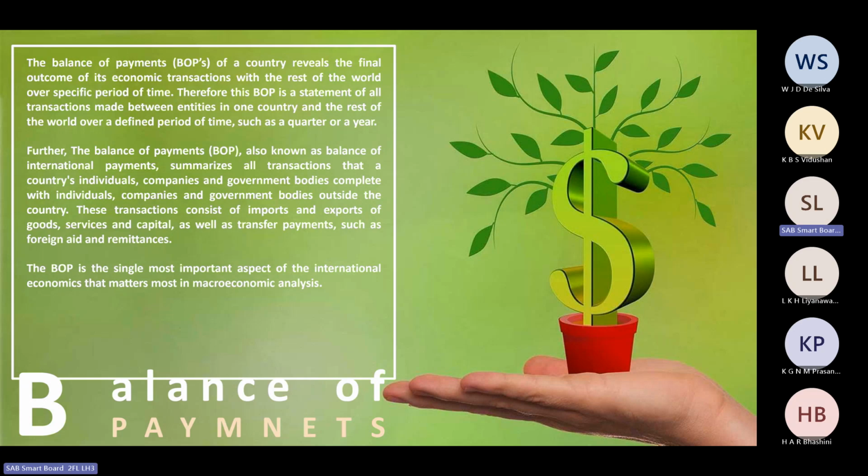Balance of payments of a country reveals the final outcome of its economic transactions with the rest of the world over a specific period of time. Therefore, this balance of payment accounting is a statement of all transactions made between entities in one country and the rest of the world over a defined period of time, such as a quarter or a year.